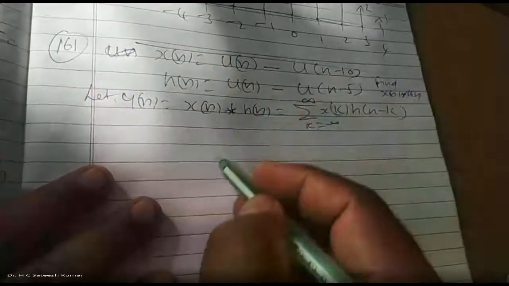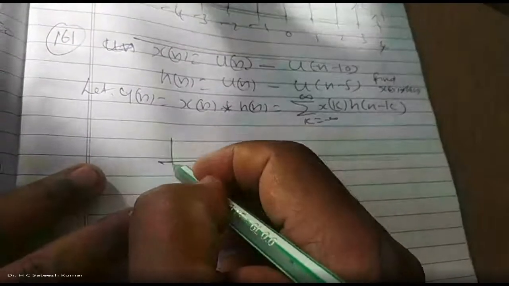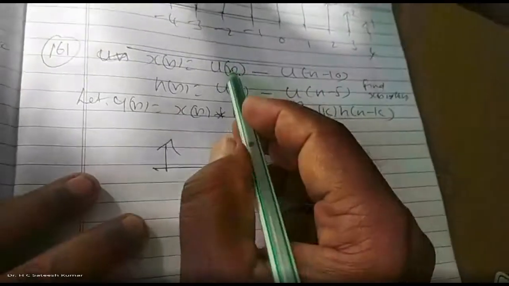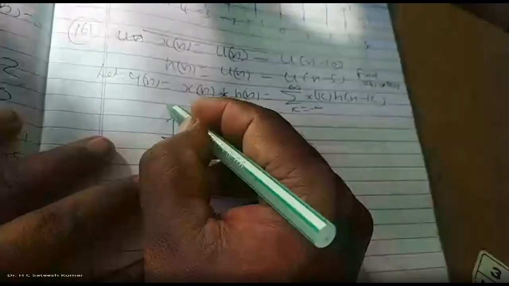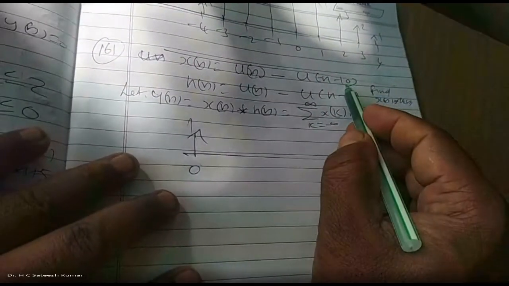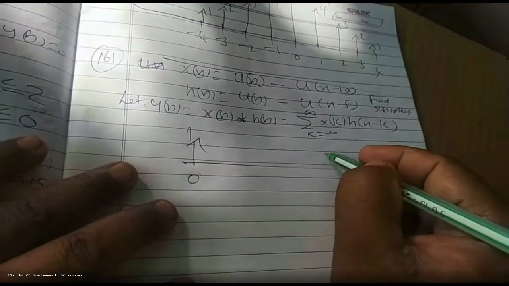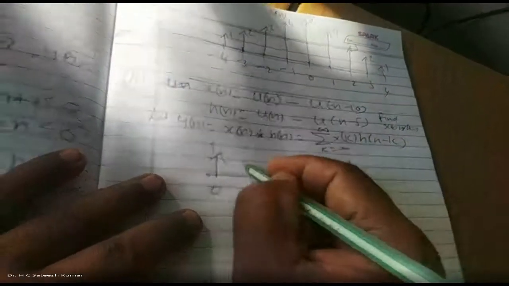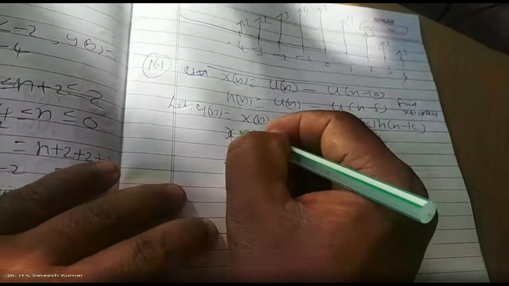Before that, you sketch the signal. X of n is ranging from where to where? U of n means up by 1 unit, start at 0. At 10 fall by 1 unit, but the 10th element also gets subtracted. What will you get? 9. 0 to 9. Okay, right? This is your x of n.